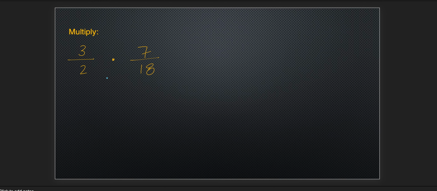So you can also cross cancel, like does 2 go into 7? No, so those are kind of done. But 3 does go into 18, so you take 3 goes into 3 one time, 3 goes into 18 6 times. And then you can multiply straight across. So 1 times 7 is 7, and then 2 times 6 is 12. And you just check again that that's reduced, and that's it.